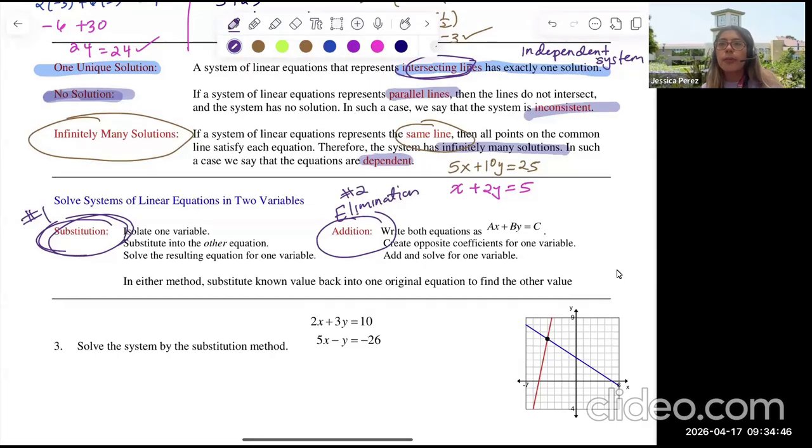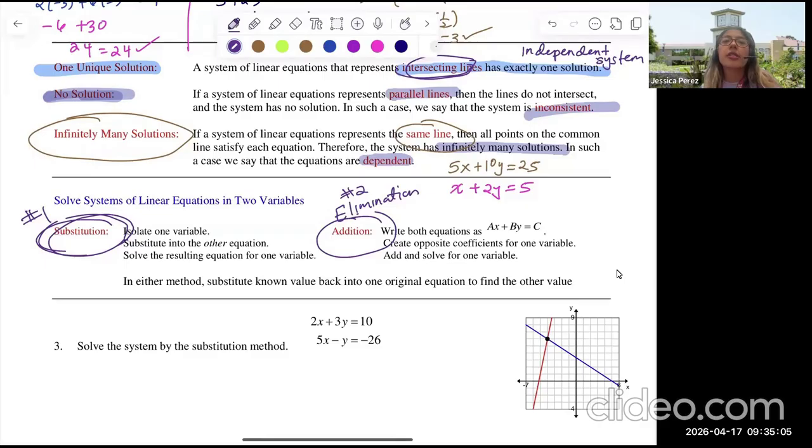We're going to go over both methods because on the exam, I will require you to learn how to apply each method. I'm going to ask you to do substitution on one question and then elimination on another question. So you have to be confident on how to do both of these methods.